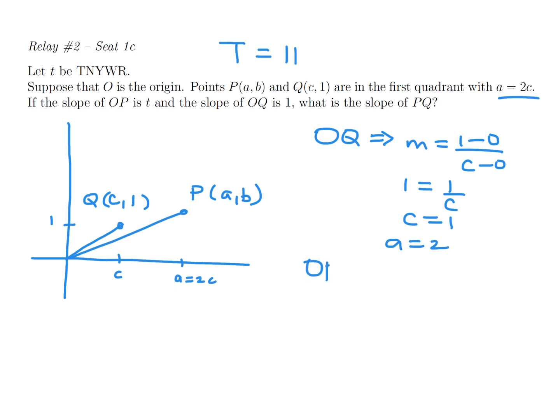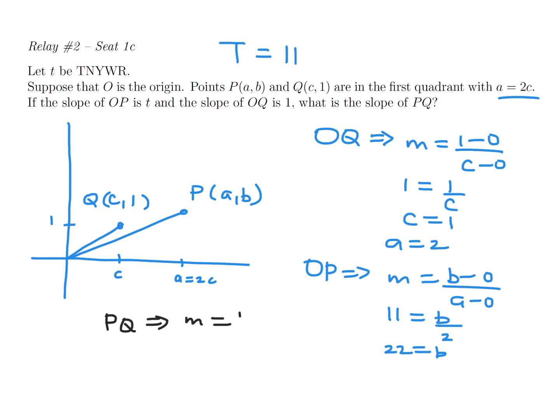And then immediately we can figure out that A is 2, since A is equal to 2C. And then similarly for OP, that slope is rise over run again. B minus 0 over A minus 0, and that's 11. That's B over A, which is 2, so B is 22. And then finally, PQ. That slope is going to be B minus 1 over A minus C. So that's 22 minus 1 over 2 minus 1, and that is 21. So 21 is the slope of PQ.